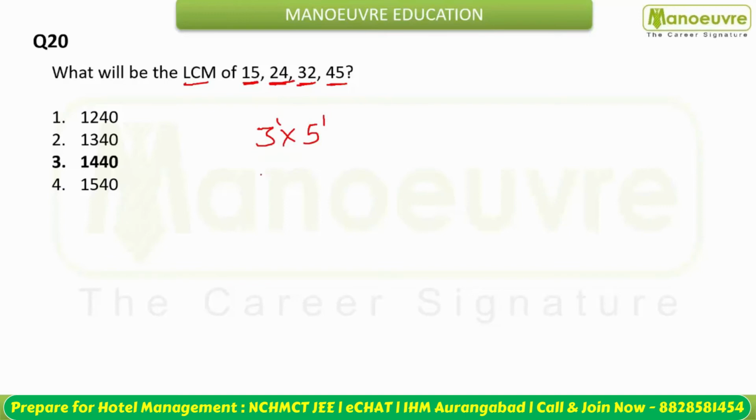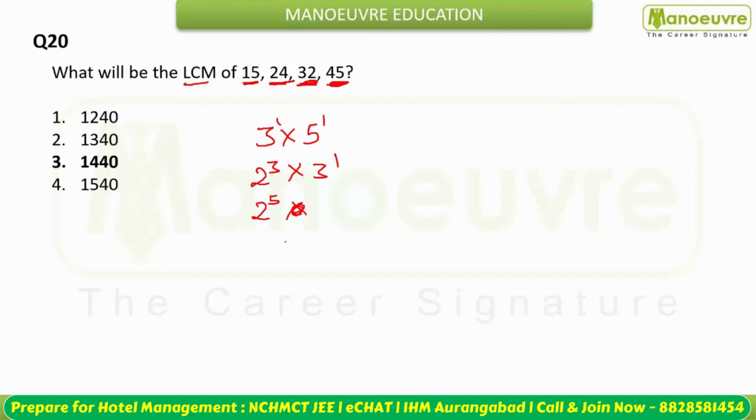For 24 this is gonna be what? This is gonna be 2 cube, that is 8 into 3. Okay, for 32 this is gonna be what? This is gonna be 2 का power कितना होगा? This is gonna be 2 power 5. Okay. Next gonna be there is nothing another number.